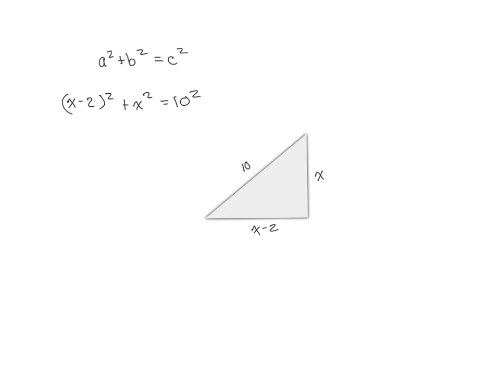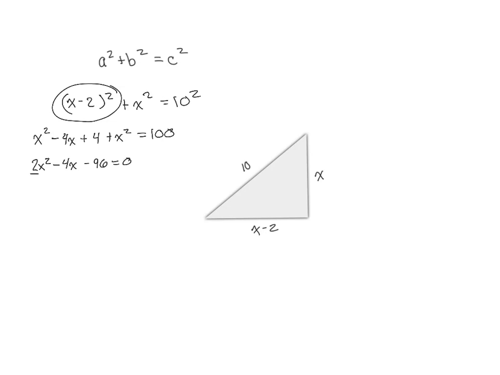So we gotta basically multiply this out. Remember, it's a perfect square trinomial, so it's the first term squared, minus 2 times the second term times the first term, so minus 4x, and then plus the last term squared, so +4, plus x² is equal to 100. We got to solve this quadratic, so we're going to combine like terms and subtract the 100 over. So that gives us 2x² − 4x − 96 = 0.